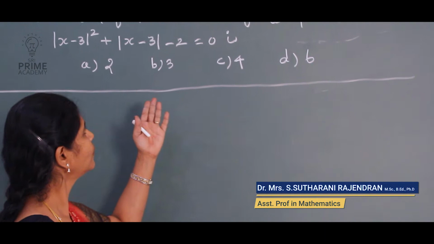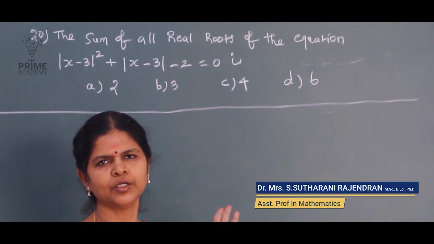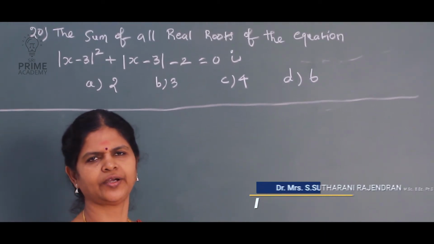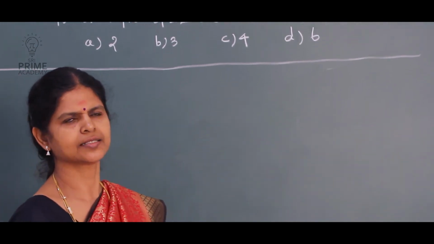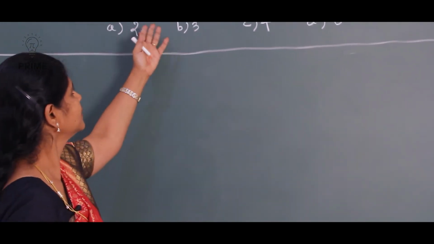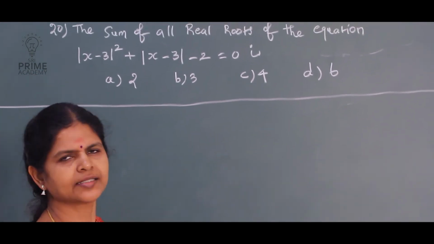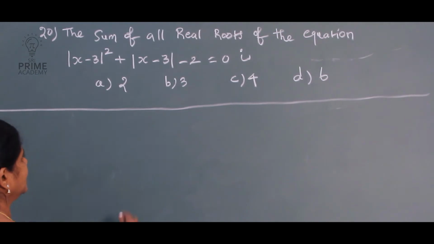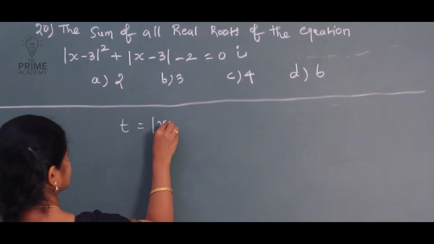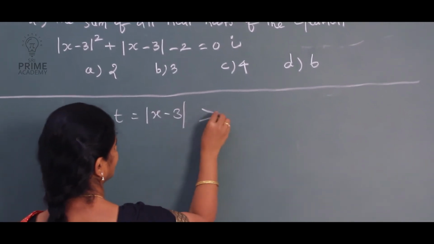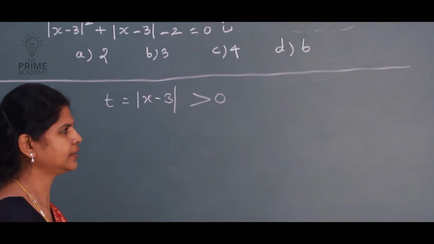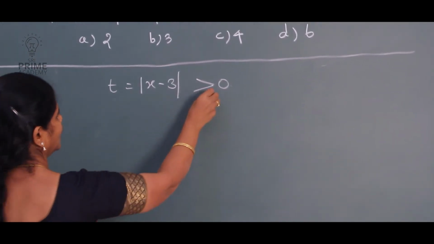Next question, a very simple problem which came in the year 2019 January. Okay, so very simple problem. Sum of the real roots. You have to find the roots of the equation and then you find the sum of the roots. Get the answer. Okay, so you see this problem, it is a quadratic equation in an expression in modulus. So let us substitute this modulus value t. So t equal to modulus x minus 3 means this t is greater than 0. Strictly greater than 0 or greater than or equal to 0 you can take.